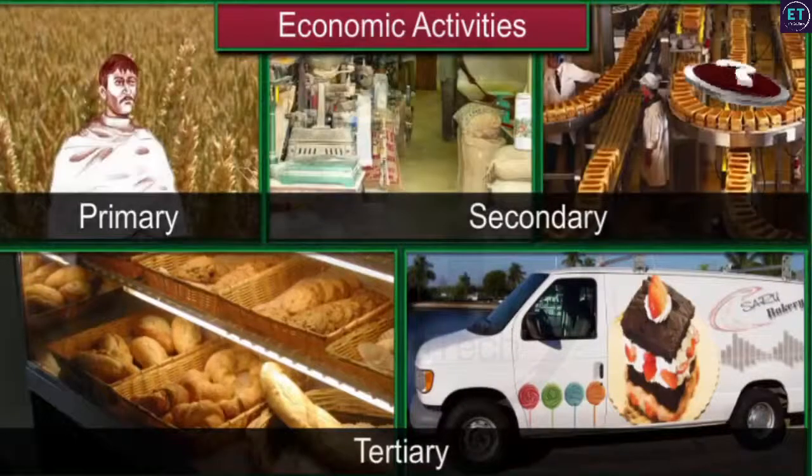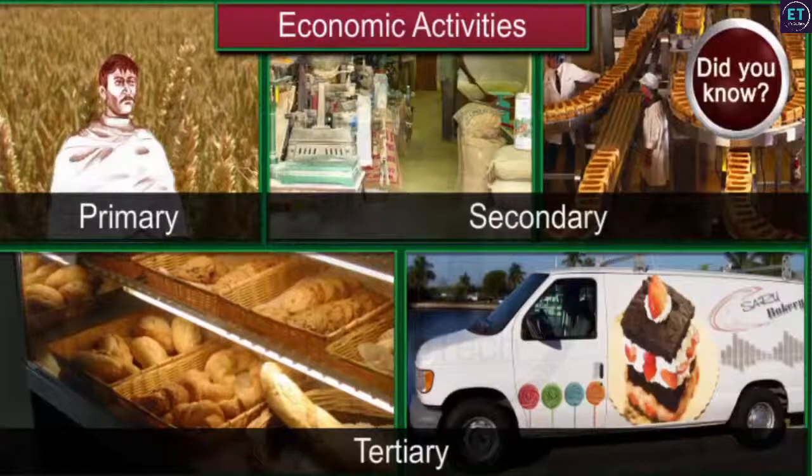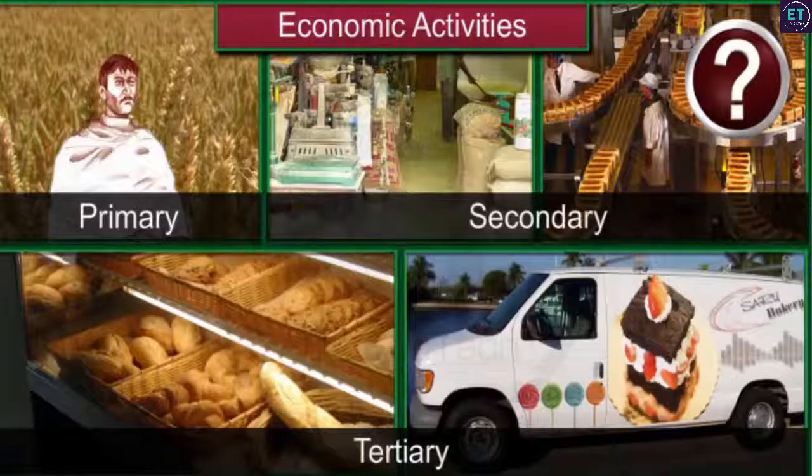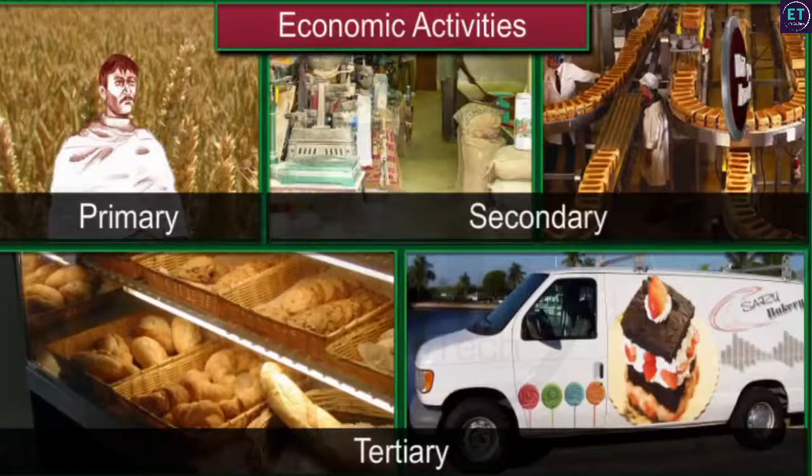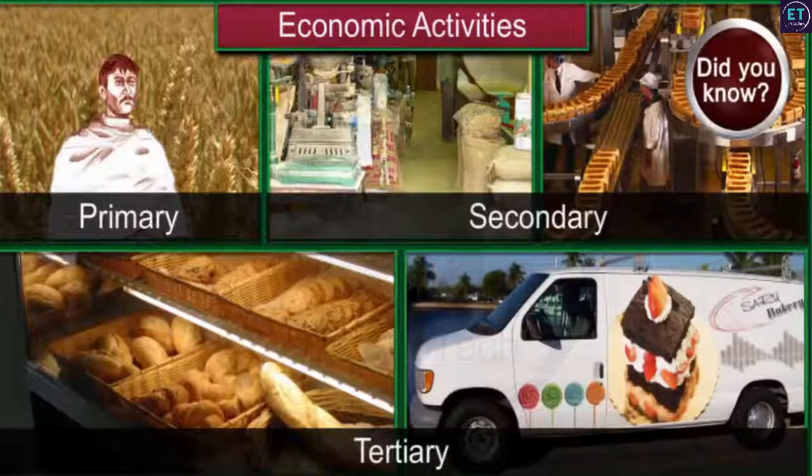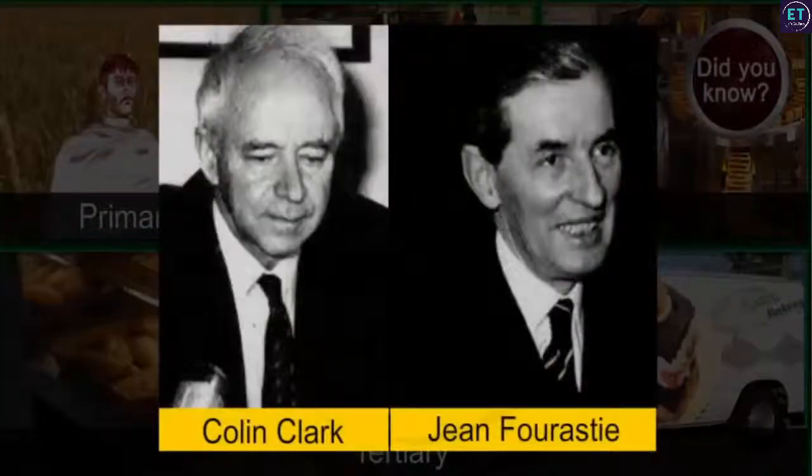Did you know the three-sector hypothesis that divides the economic activities into primary, secondary, and tertiary sectors was developed by Colin Clark, a British economist, and Jean Forestier, a French economist?